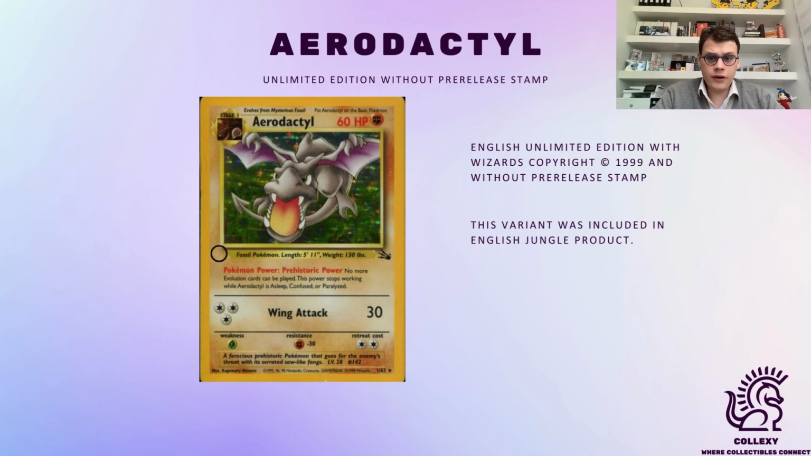This is the second variant of Aerodactyl, which is almost identical to the first variant, except that this one is unlimited edition. This one was also printed in English, just like the first one, and this variant was included in all the English jungle product, which means the booster boxes and the booster packs. And just like the first one, this one is also Starlight holofoil.